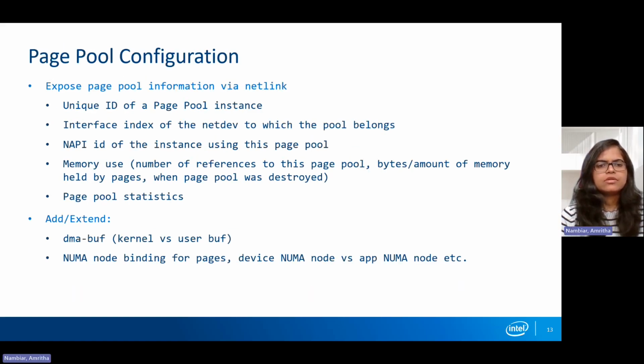And then moving on to page pool configuration. So there are patches upstream in the mailing list by the maintainer to expose page pool parameters via Netlink. Some of these are the page pool instance ID, the interface index, the NAPI ID for the NAPI instance using this page pool, then some memory usage information like the reference count, the bytes held, etc.